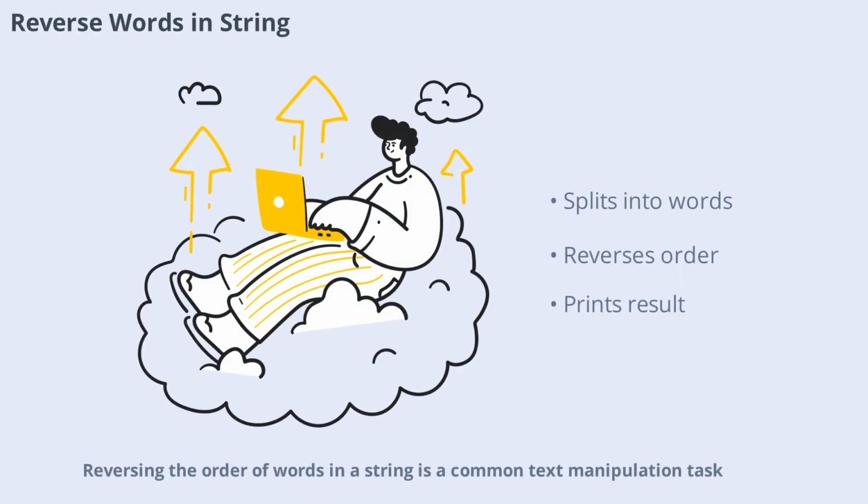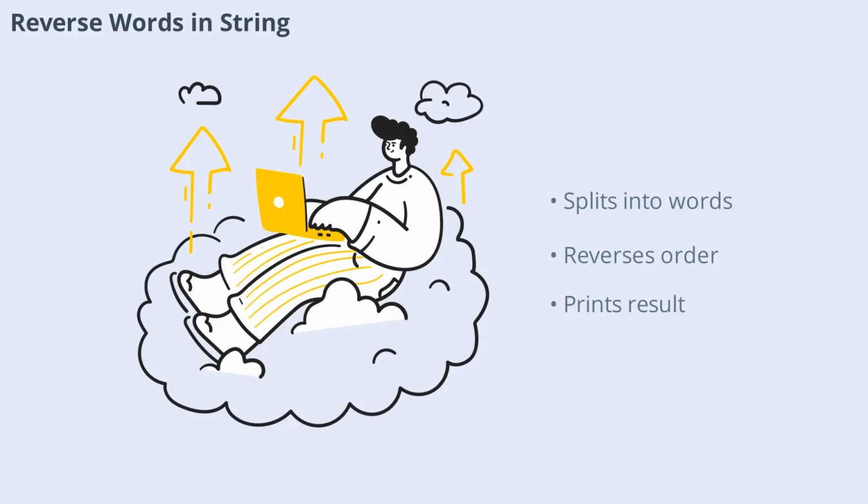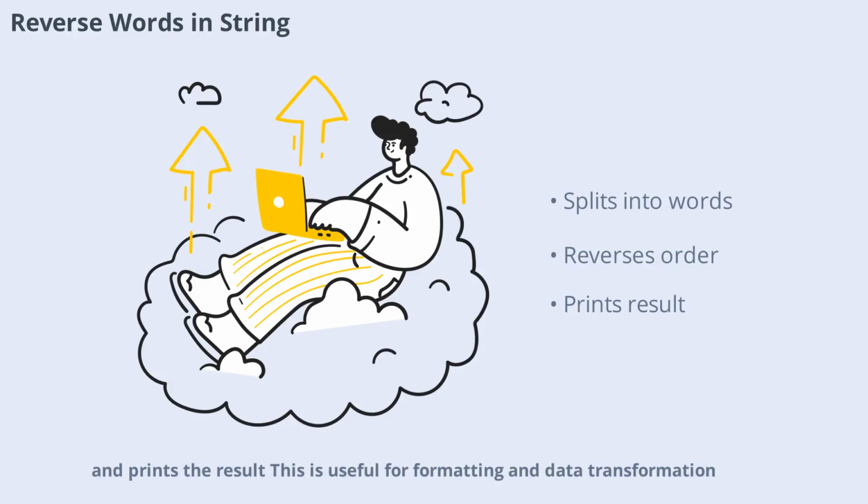Reversing the order of words in a string is a common text manipulation task. The program splits the string into words, reverses the array, and prints the result. This is useful for formatting and data transformation.